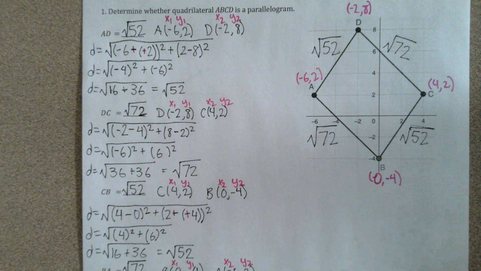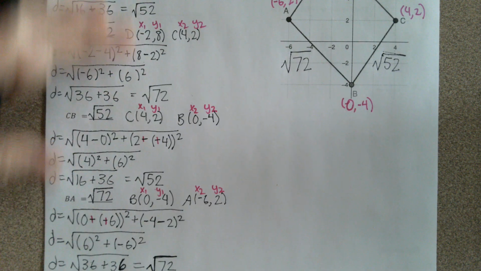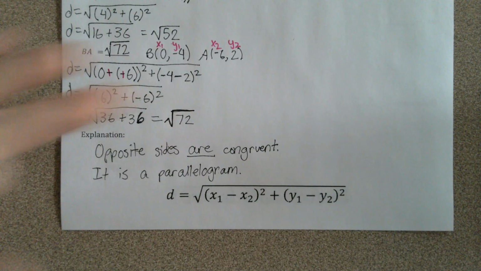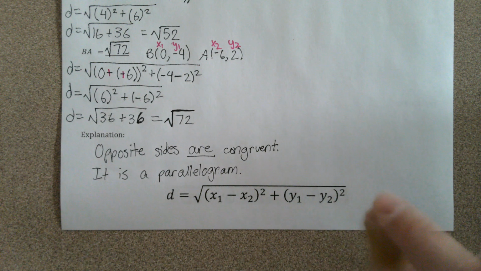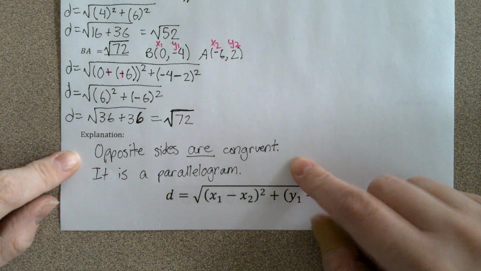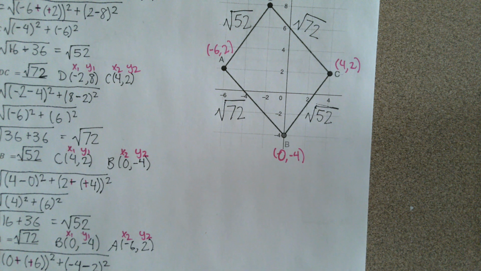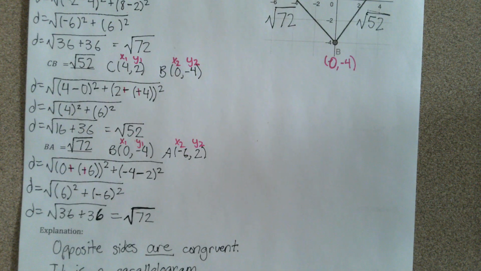So we call this a coordinate proof, if you will. All of the evidence is in your work that you do here. And then you just very simply explain why it is a parallelogram, because these opposite sides are congruent. And all this work is the evidence that you need to show that. You don't have to put it all in writing. So that is what you need to do on each problem.